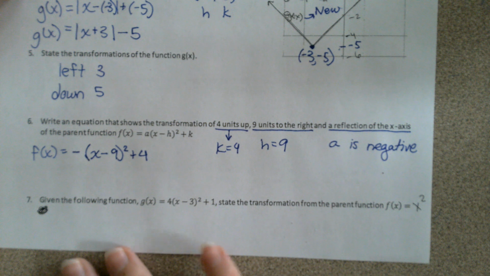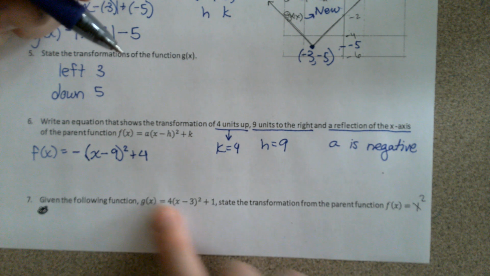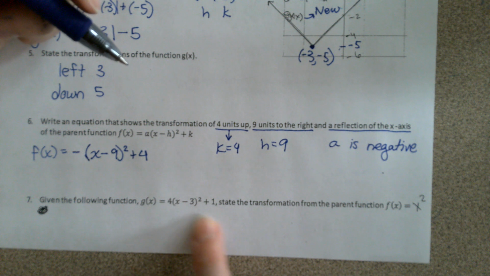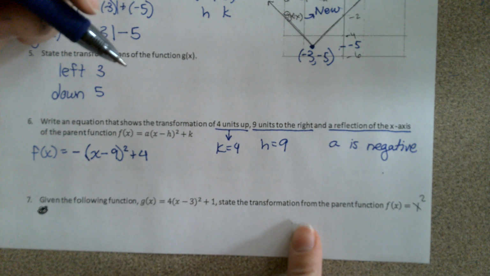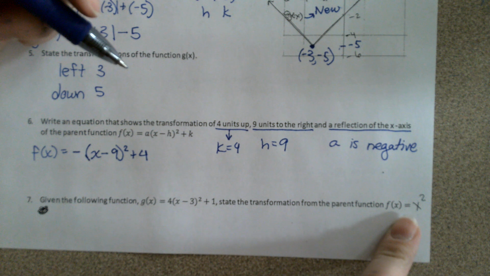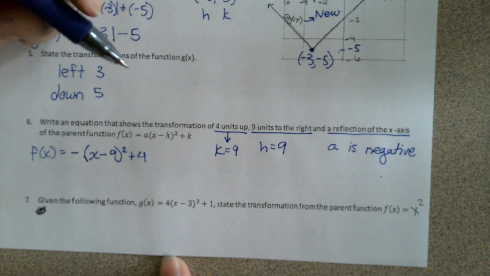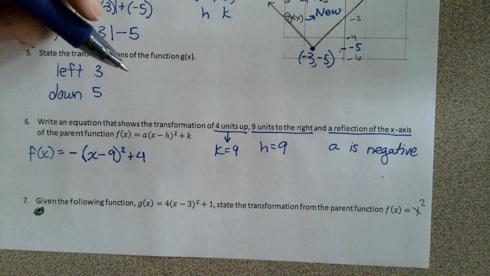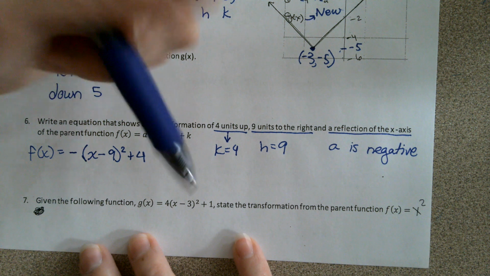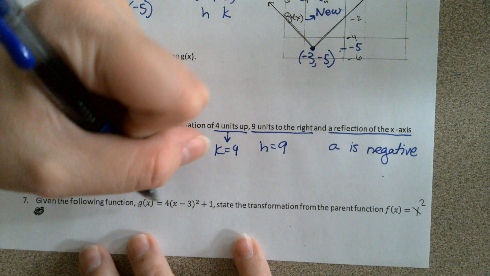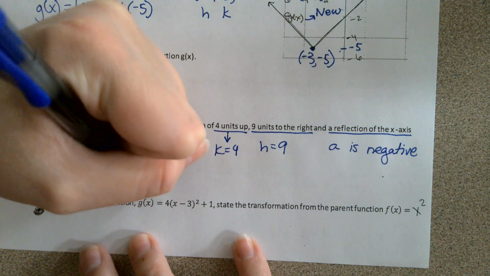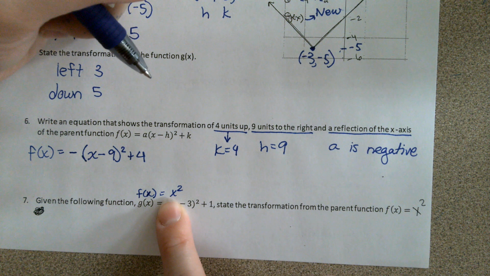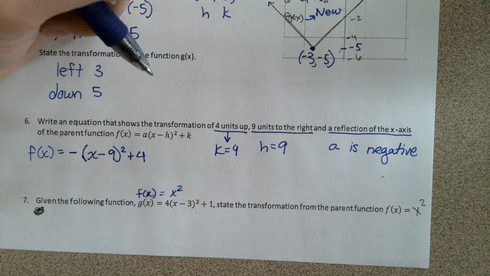Number 7, it's the opposite of number 6. Given the following function, g of x equals 4 times x minus 3 squared plus 1, state the transformation from the parent function f of x equals x squared. So now they give us the equation. We have to figure out, based on the equation, how did this change? So if the original was f of x equals x squared, this is kind of like the before, and this is the after.